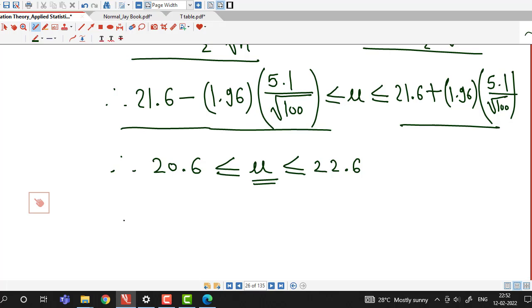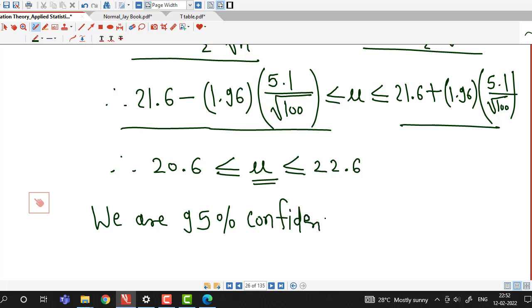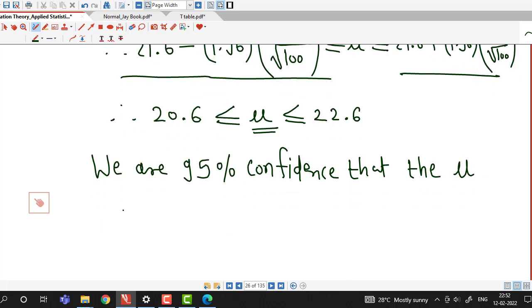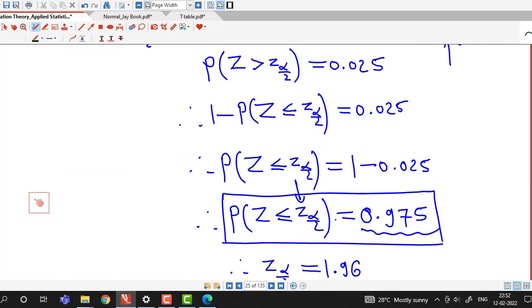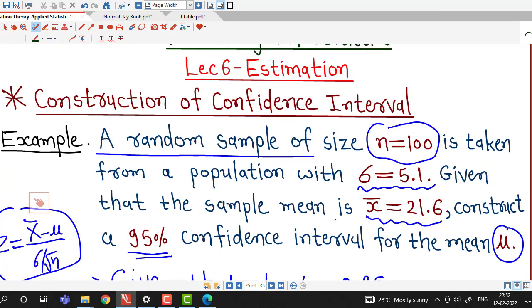So we can say that we are 95% confident that the population mean mu lies in the interval 20.6 to 22.6. This is our confidence interval with 95% confidence level.